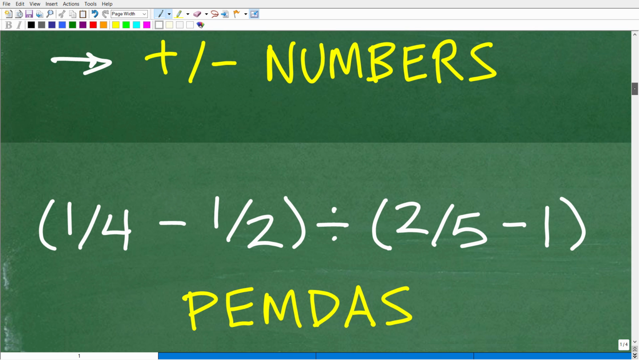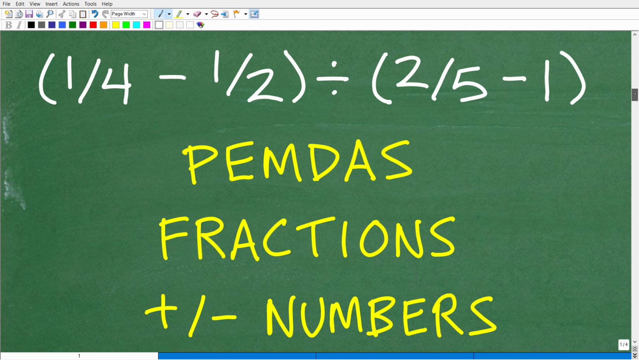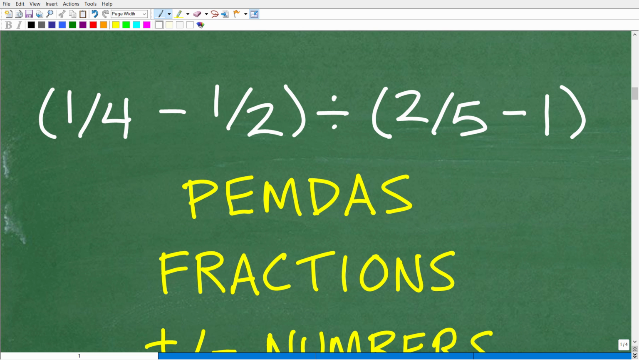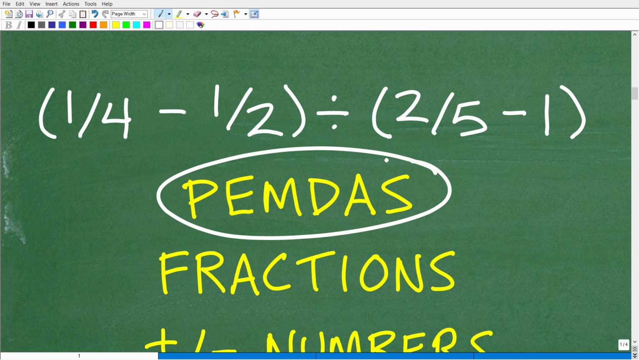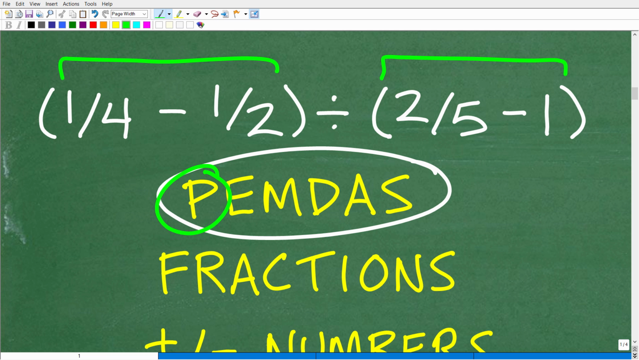But let's go ahead and get into the problem right now, and we want to keep all these skills in mind. Now, here is PEMDAS. We're going to ask ourselves, hey, do we have any parentheses? Clearly we do, so we're going to start inside of these two parentheses. It doesn't make a difference if you start with this one or this one because these are basically two separate problems. So now we're going to be talking about fractions, right?